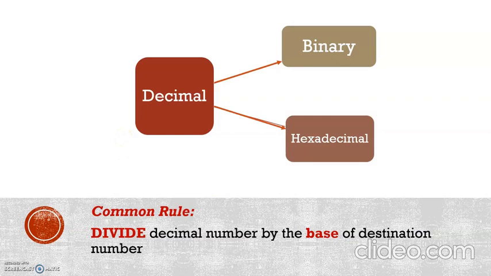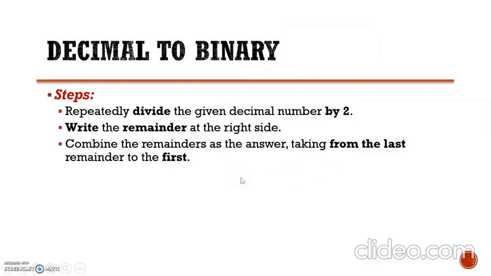So we have one common rule here, which is whenever we convert from decimal to other bases, the process we have to use is to divide. We have to divide the given decimal number by the base of the destination number. For example, if we are converting from decimal to binary, we are going to divide the number by 2. Similarly, if we have to convert from decimal to hexadecimal, we are going to divide the given number by 16. So let's look at the steps first.